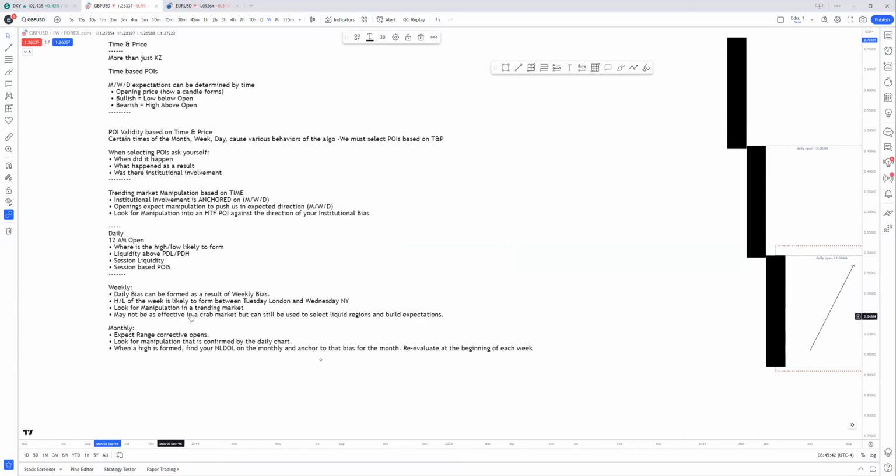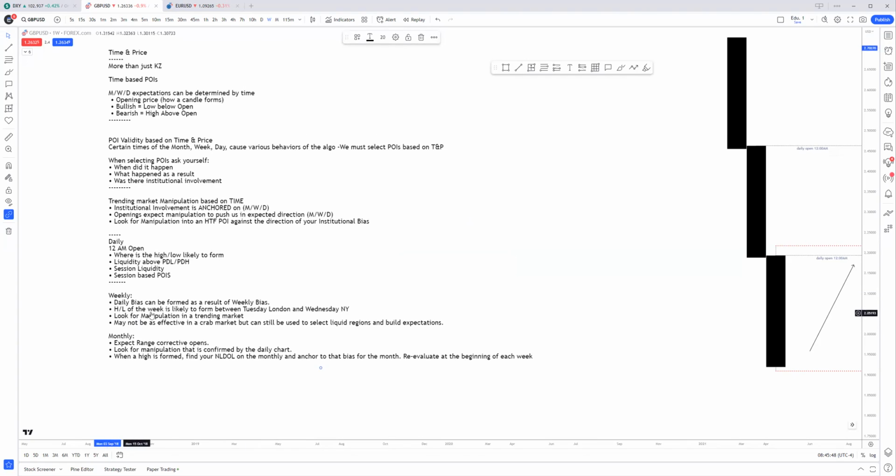Monthly. Oh wait, we didn't finish weekly here. Daily bias can be formed as a result of weekly bias. The high and low of the week is likely to form between Tuesday's London session and Wednesday's New York session. So I hate Mondays personally. I'll trade them, but usually what happens on Monday is some sort of manipulation or range bound market. It's really hard to build a daily bias on a Monday.